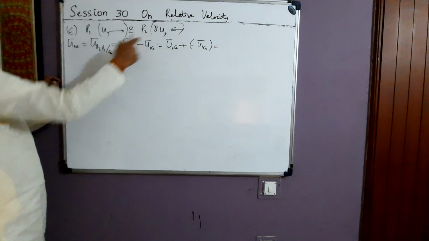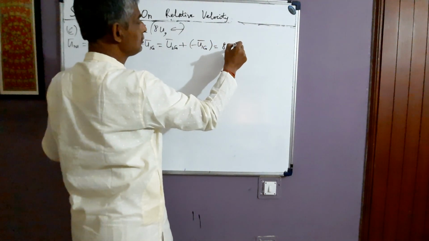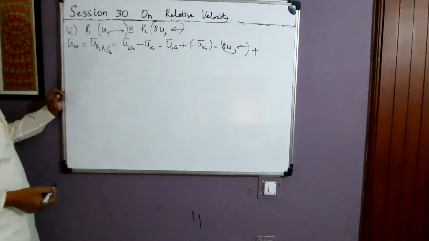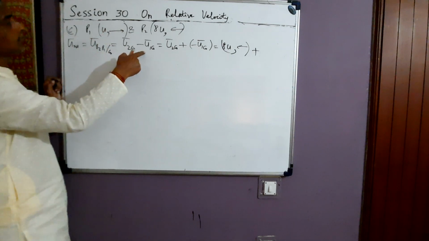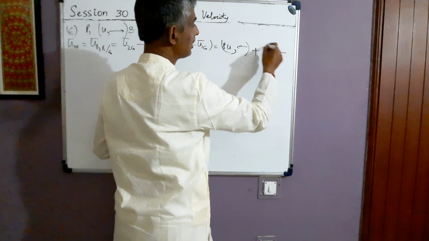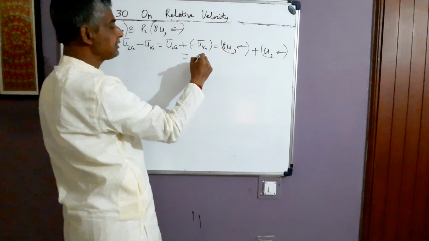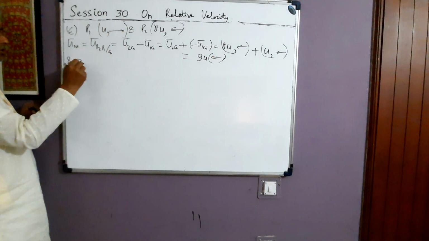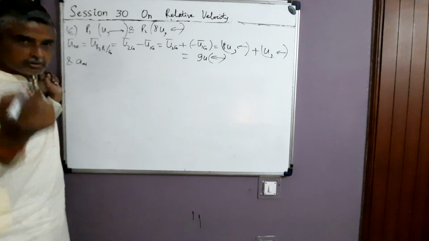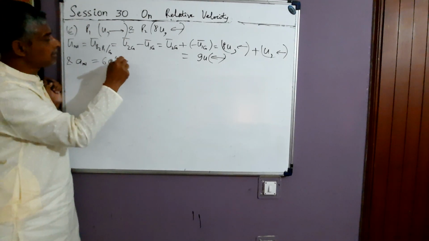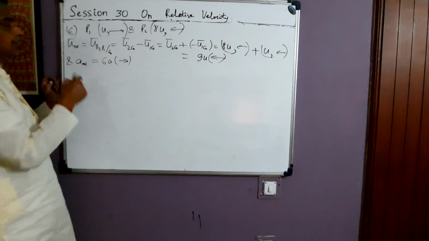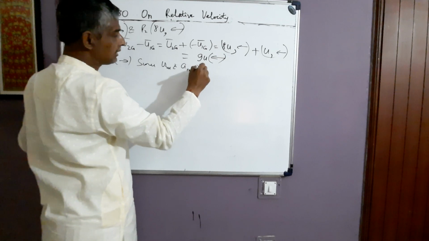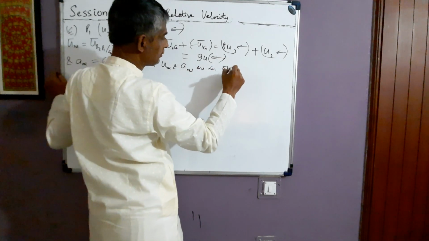And u2g is how much? u2g is u left, plus reverse of u1g. u1g is u right, so reverse of u1g will be u left. So the vector sum of these two from the parallelogram law is 9u left. This is 9u left. And a relative is how much? That is the same as we found the first time, just 6a right. Now u relative and a relative are in opposite direction.